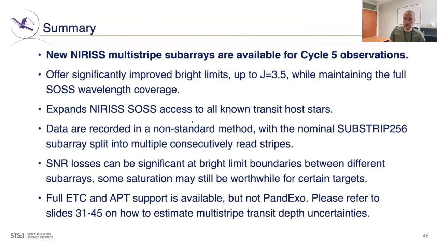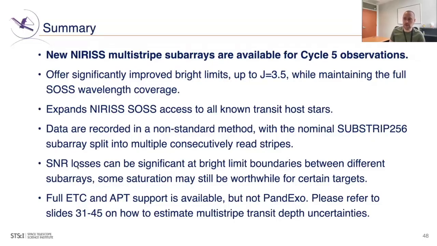Okay, so quick summary. We have these new multi-stripe subarrays. They're available for Cycle 5. They offer significantly improved bright limits up to J equals 3.5, but give you the full wavelength coverage of SOSS. That expands SOSS access to every known transit host. So please go crazy, observe whatever you want to observe. The data are going to be recorded in a slightly non-standard way, right? We're chunking things up and then joining it back together. So you might want to keep that in mind when it comes to the data reduction stages.